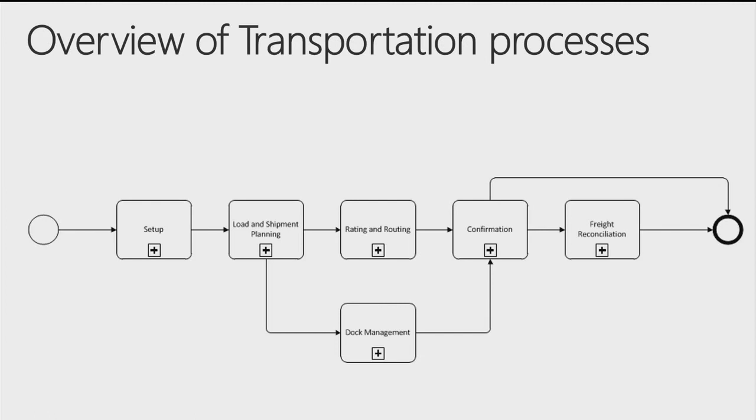This is basically where we need to define what it is that we need to transport, the origin point, the destination point, and the goods we need to transport. After that we can go to the rating and routing process, where we find the most suitable rate and route for the shipment that we are planning transportation for. When we are done with that, we make a confirmation to the carrier, and then the goods are shipped. Apart from these functionalities, we also have two other types of functionalities that complement the module, and that is freight reconciliation and appointment dock management.